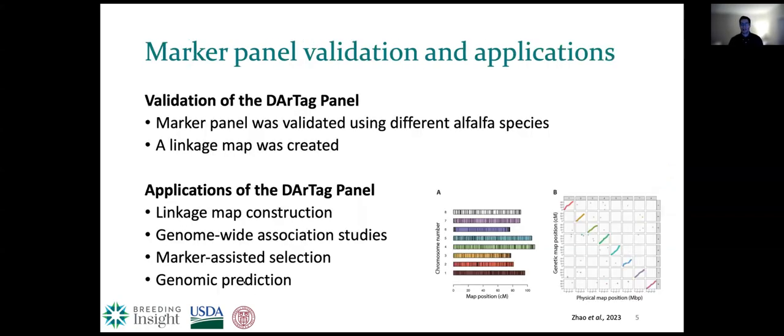The DArTag panel was then validated using sequencing of different F1 and backcross populations of alfalfa. The validation showed that the panel is able to accurately genotype different alfalfa populations. This panel can then be used for a variety of applications, including marker-assisted selection, linkage map construction, genome-wide association studies, and genomic prediction. In the bottom right corner is a figure from a recently published manuscript outlining this work, showing the successful construction of a linkage map using those 3,000 DArTag loci.